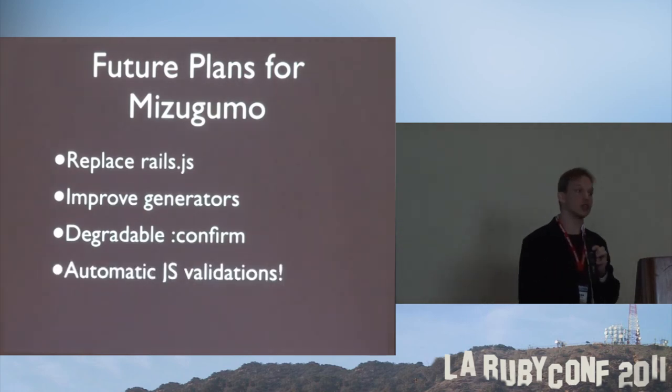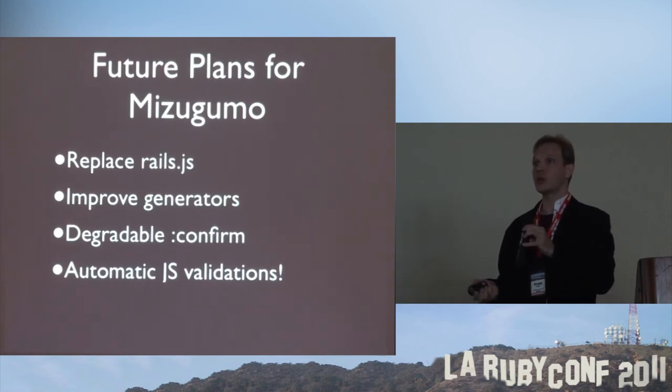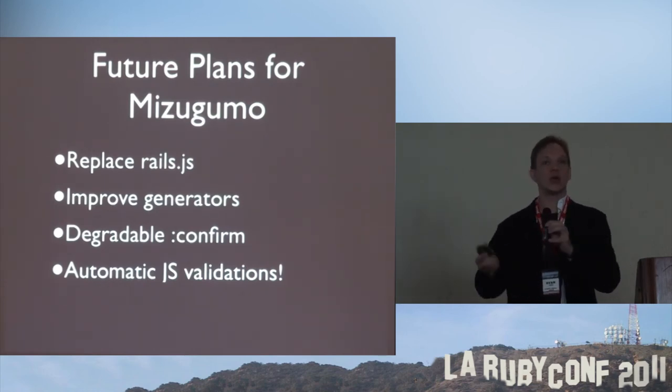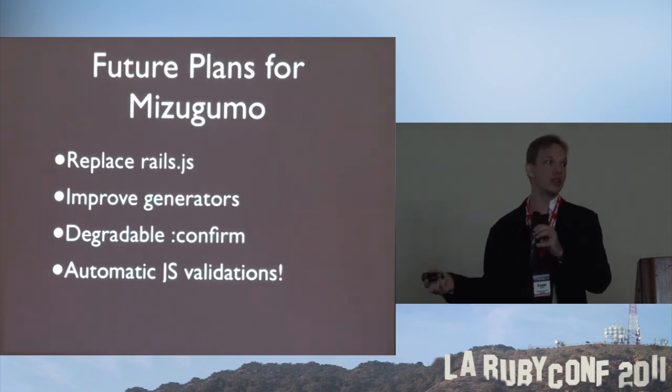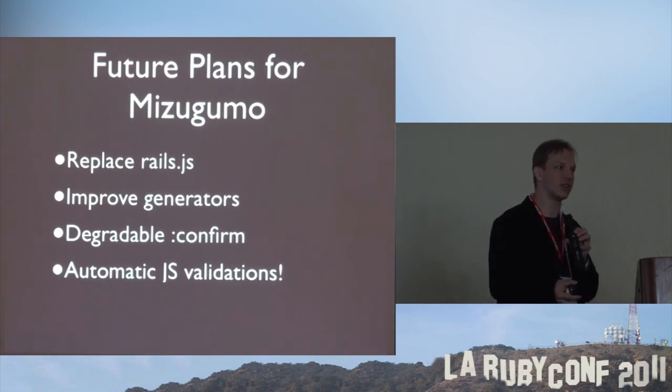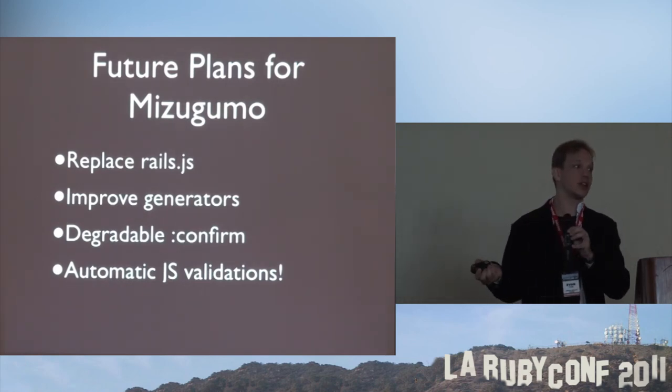And finally, we're looking at doing automatic JavaScript validations so that when you set up your model validations in Rails, it will automatically take those, produce JavaScript equivalents, and do the validation in the browser so you don't ever even get invalid data submitted back to your server. And again, with no extra work aside from defining the validations.